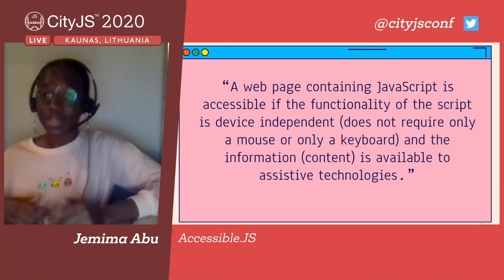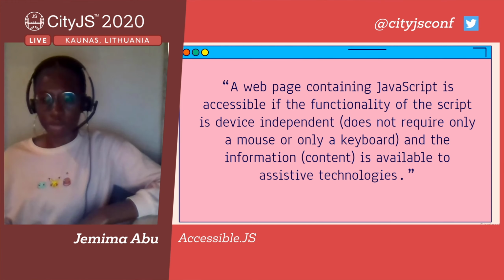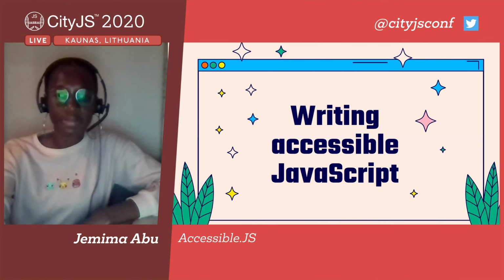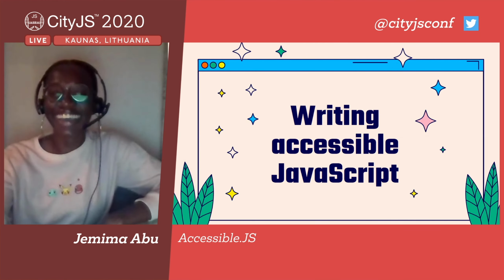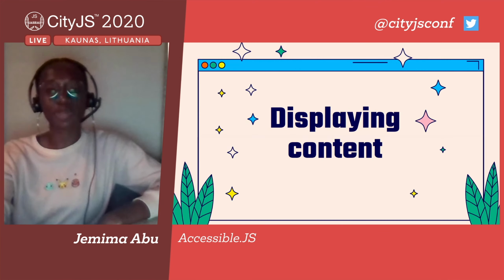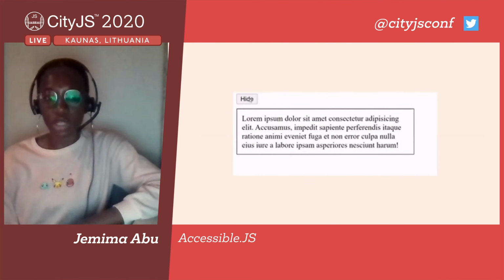So what we're going to go into now is how we can actually write accessible JavaScript code. How can you write your code in JavaScript to make sure that it's accessible? Writing accessible JavaScript. Firstly, we have the area of content. When you want to display content, I feel like this is something that we do a lot in JavaScript or in a React application or whatever.